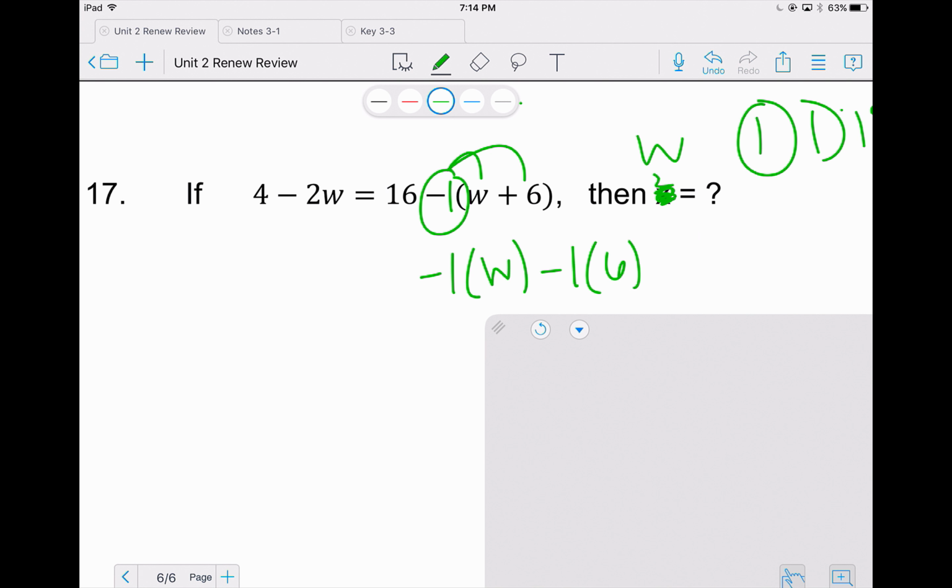From here, I'm going to multiply what I distributed. So negative 1 times w is negative 1w. Negative 1 times 6 is negative 6. Everything else stays the same.